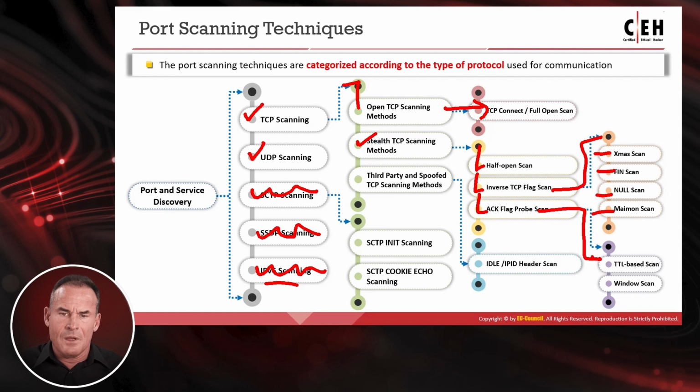There's another kind of oddball scanning method called the idle or IPID header scan that bases its determination of whether a port is open or not indirectly, by using an idle host and eliciting its IP identifiers in response packets to determine if an unknown packet was sent out between the two initial probes. I'm going to get into that. We're not going to worry about SCTP INIT or cookie echo scanning right now. We got plenty to chew on with the basics of TCP and UDP.